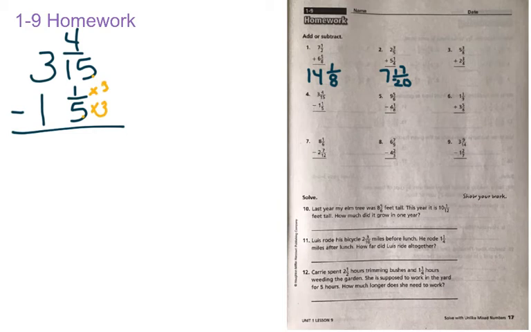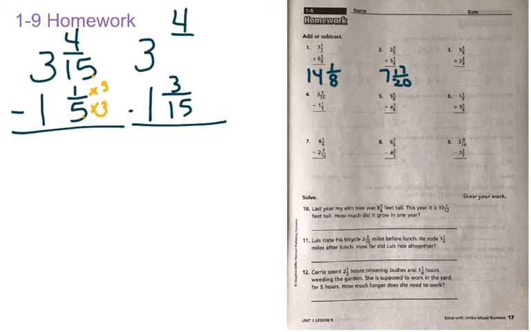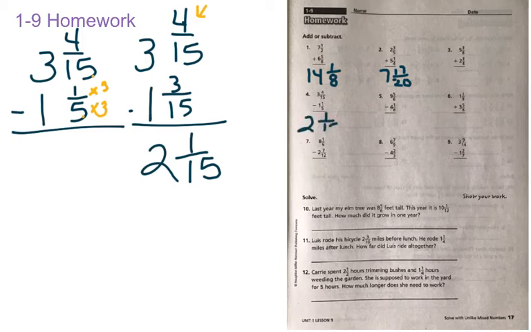First thing I'm going to do is bring over my whole number, which is 1. 3 times 1 is 3. And 5 times 3 is 15. And then I'm going to bring over my other one just to line my numbers up. So 3 4/15. And in this problem, I have 4/15 minus 3/15. And because my numerator up here is larger, I don't have to borrow. So 4 minus 3 is 1. My denominator stays the same, which is 15, and 3 minus 1 is 2. So your answer is 2 1/15.